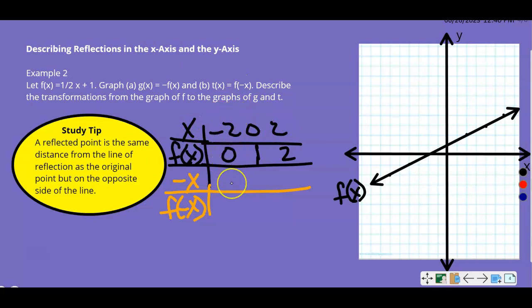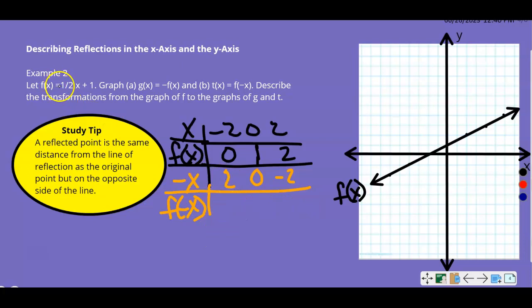So all we have to do is the negative of those 3 values. So -2 becomes 2. 0 doesn't have a sign. 2 becomes -2. So this is my negative x value. T of x says we're going to graph f of negative x. So now we have to take these values and plug them into our original function to get our y values.